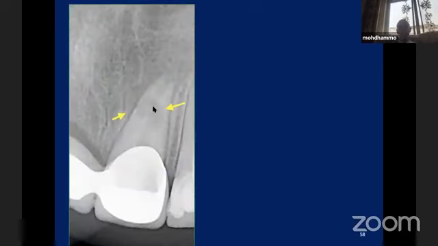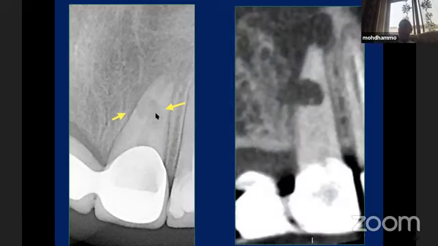Another case here, we have resorption. Is it internal, or might it cause perforation? I could not guess. I will ask for a CBCT. The CBCT told me we have perforation here.